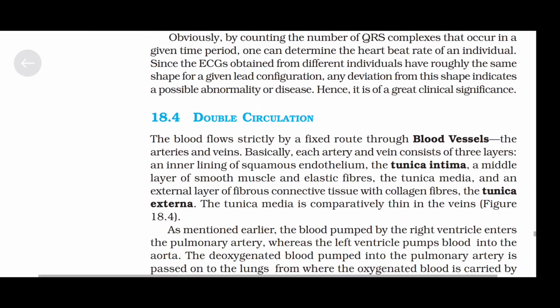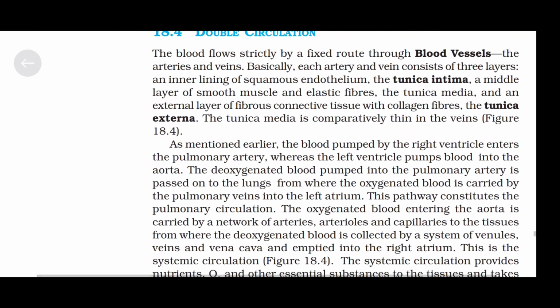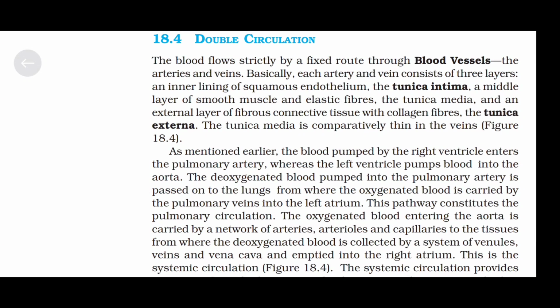Double circulation. The blood flows strictly by a fixed route through blood vessels, the arteries and veins. Basically, each artery and vein consists of 3 layers: an inner lining of squamous endothelium, the tunica intima, a middle layer of smooth muscles and elastic fibers, the tunica media, and an external layer of fibrous connective tissue with collagen fibers, the tunica externa. The tunica media is comparatively thin in the veins.